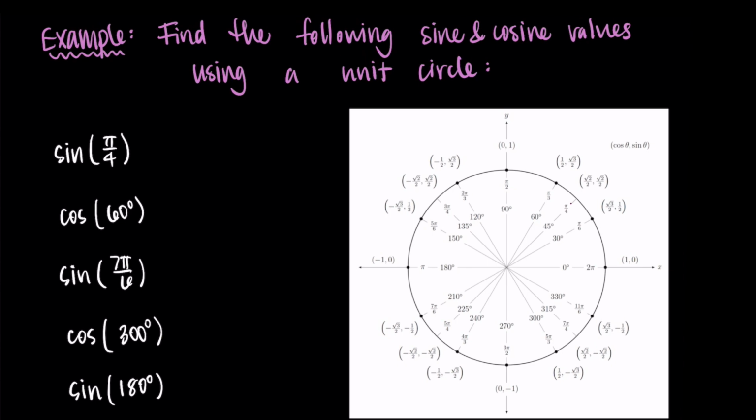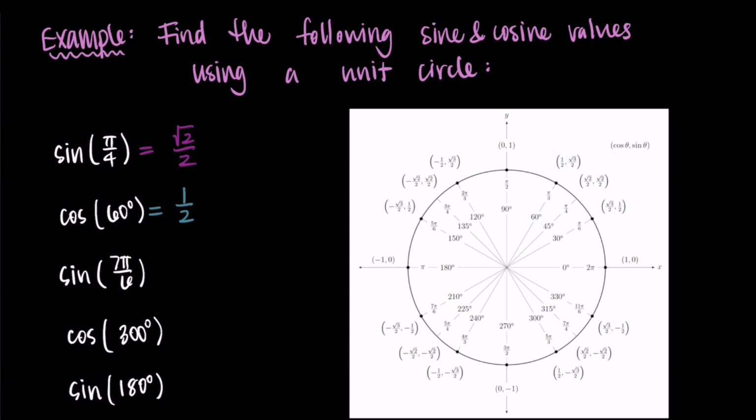Okay, so for pi over 4, I'm just going to identify where this is on my unit circle. Then I know that sine is the y, so my sine value of pi over 4 is square root of 2 over 2. I just look at the y component of the point. Then I identify 60 degrees for cosine of 60 degrees. I know that cosine is the x, so I'm noting that the x value is 1/2 of this point, so cosine of 60 degrees is 1/2.